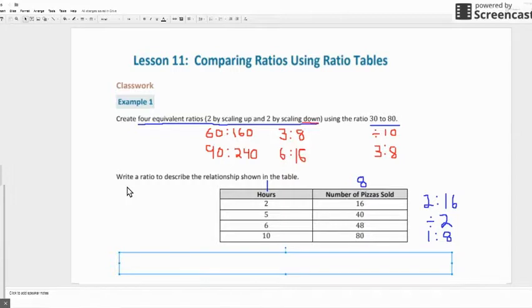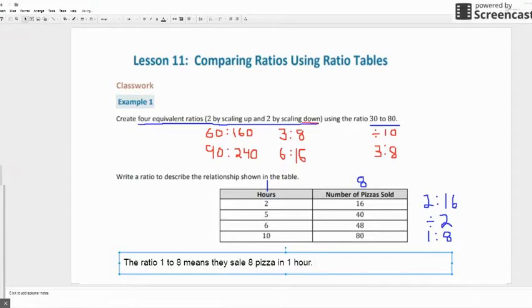Now we can do what they're asking us to do. We're going to write a ratio to describe the relationship shown in the table. So here we go. The ratio 1 to 8 means they sell, because over here, if we look at this, they sell 8 pizzas for 1 hour. They sell 8 pizzas in 1 hour.